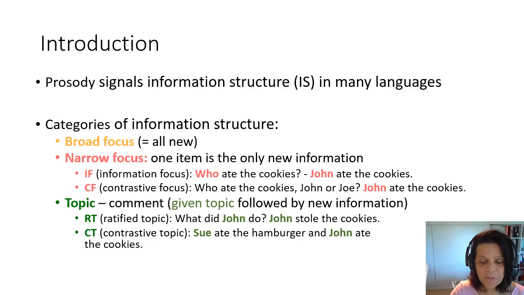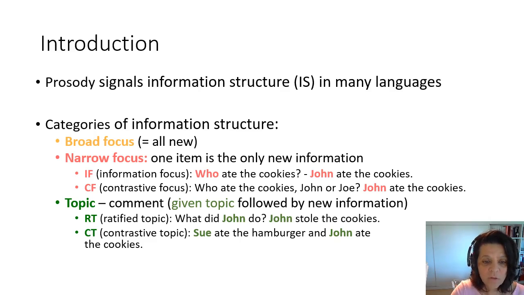Broad focus is when the entire utterance presents new information. So, for example, in response to the question, what happened? Narrow focus means when only one item presents the new information, like when we ask who ate the cookies, in the response, John ate the cookies, John is the information focus. Narrow focus can also be contrastive. So when we ask who ate the cookies, John or Joe, John ate the cookies, John would be a contrastive focus.